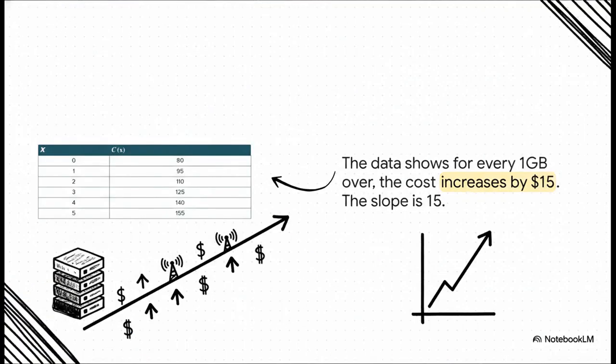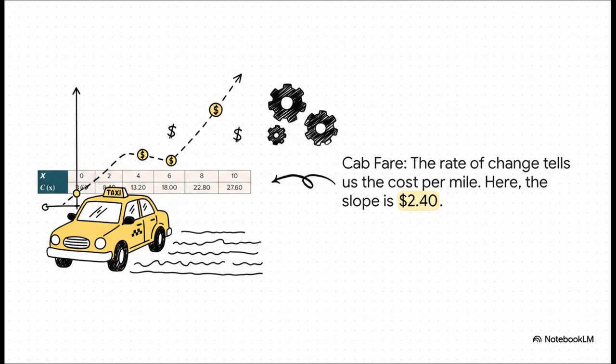And if we look at the actual data, we can see that for every single gigabyte you go over your limit, the cost jumps up by exactly $15. So the slope of that line is 15. It represents the rate of change, $15 per gigabyte. Here's another one, a cab fare. There's a starting cost, a flat fee, just to get in. And then, after that, the cost goes up for every mile you travel. That price per mile, that's the slope. It's the constant rate of change for your ride.